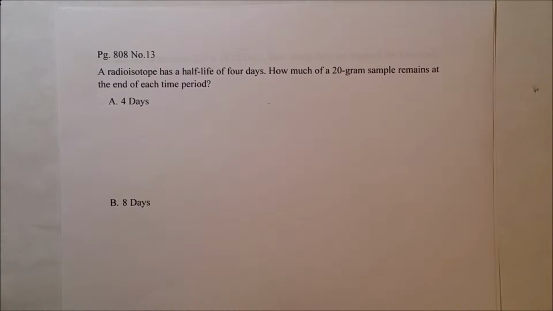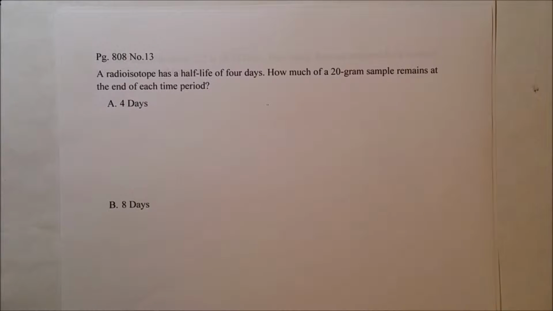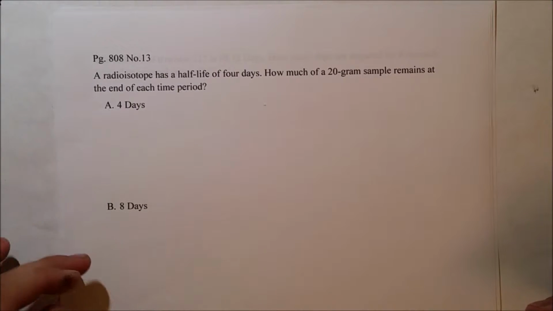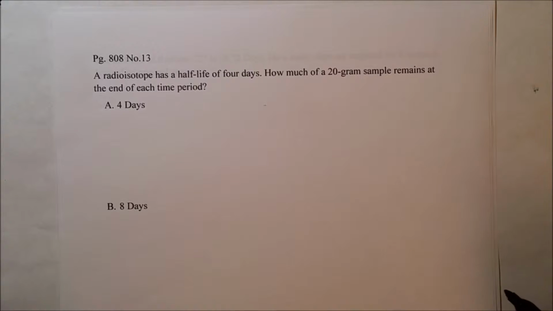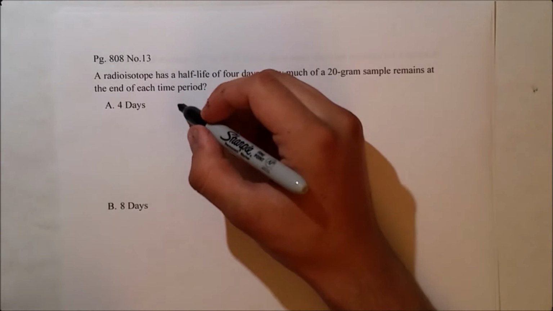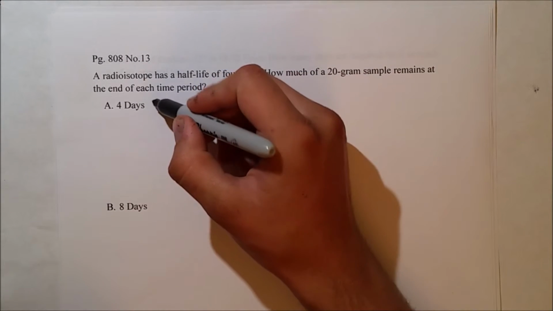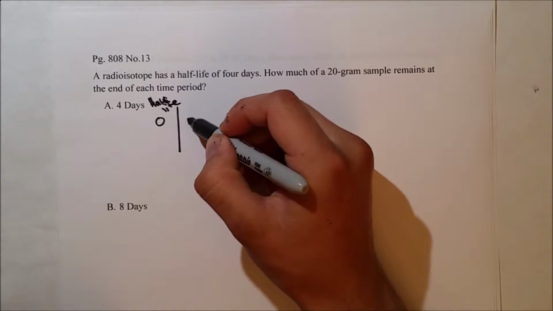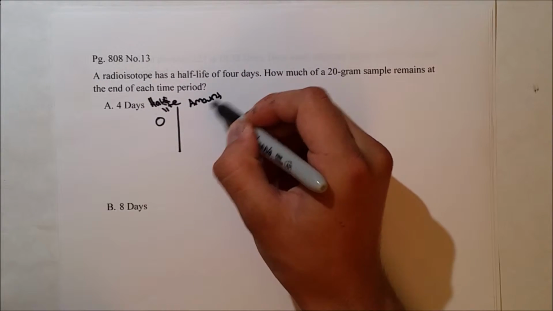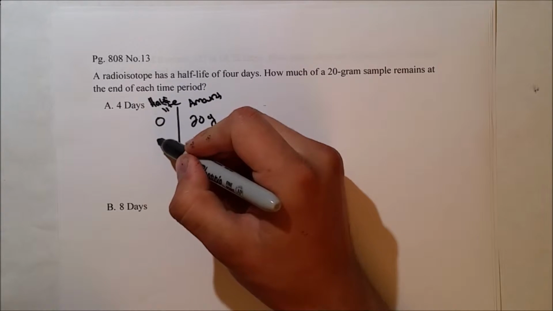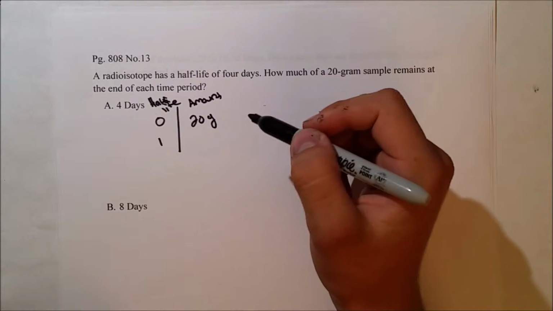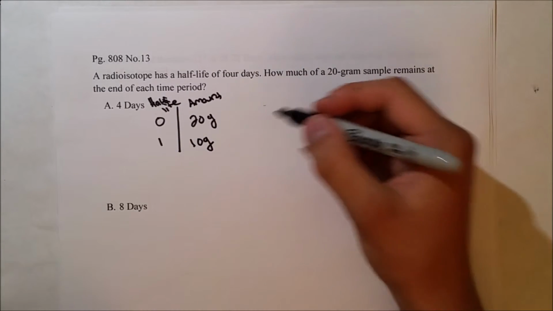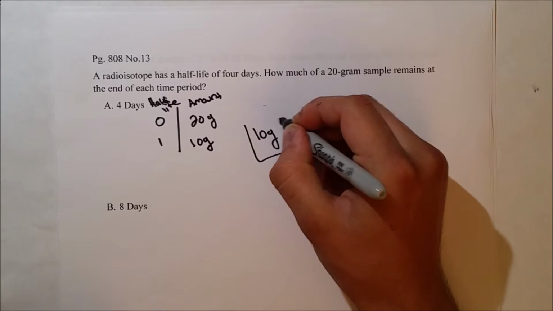So from page 808, number 13, it gives us a radioisotope with a half-life of 4 days. How much of a 20-gram sample remains at the end of each time period? And then we're given 2 time periods. So at the end of 4 days, well, we would think half would remain, right? What I like to do is make a little table. I have my half-life. At half-life 0, we started with 20 grams. And at half-life 1, we've now decreased to half of that, which is 10 grams. So we would have 10 grams left after 4 days.